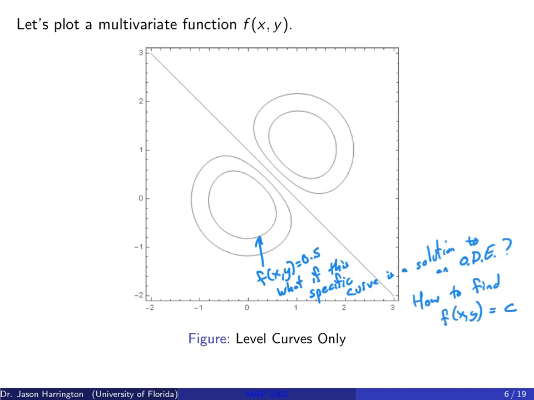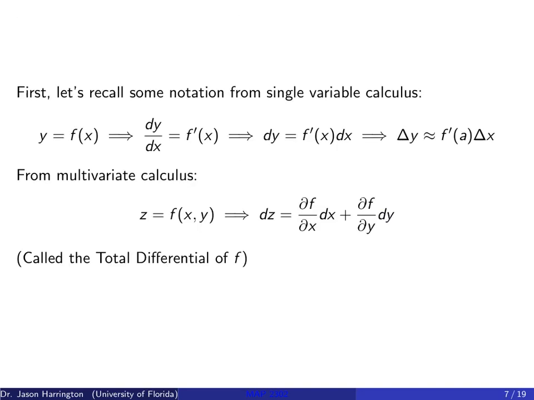So before I start doing all this, let me introduce some quick notation here. You remember from Calc 1, or single variable calculus, if you have y is equal to f of x, then we can write the derivative dy over dx is equal to f prime of x, and then I can split this up, dy is equal to f prime of x dx, which is just another way of saying that the delta y is just an approximation of the derivative at some point times delta x, if we're doing a linear approximation, for example. But for multivariate calculus, we have very similar notation and very similar meaning.